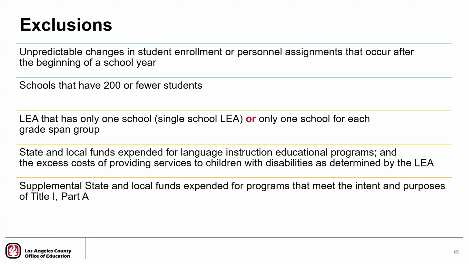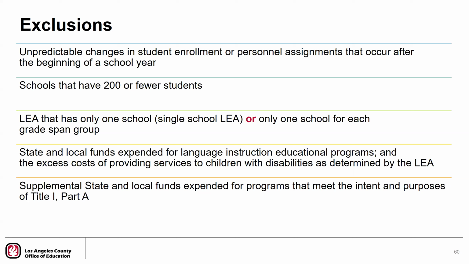So there are several exclusions that LEAs may use when determining comparability. And so first off, LEAs are not required to include any unpredictable changes that occur after the beginning of the school year, such as changes in student enrollment or personnel assignments. Schools with 200 or fewer students may also be excluded from the calculations. Also, if the LEA is a single school LEA or has only one school for each grade span group, then the comparability requirements do not apply.